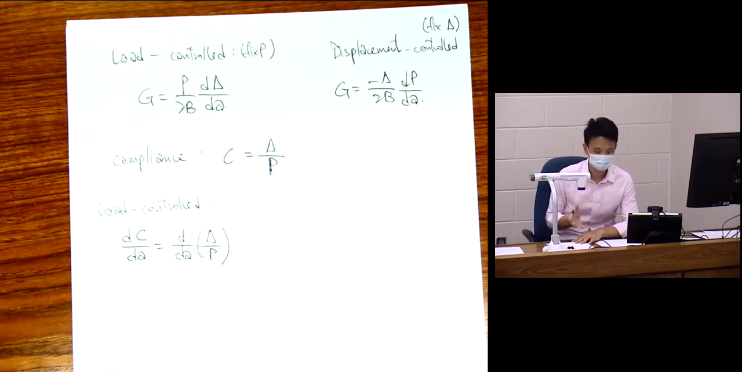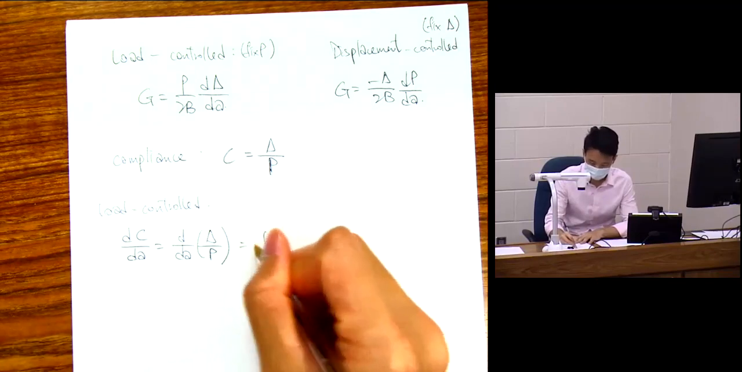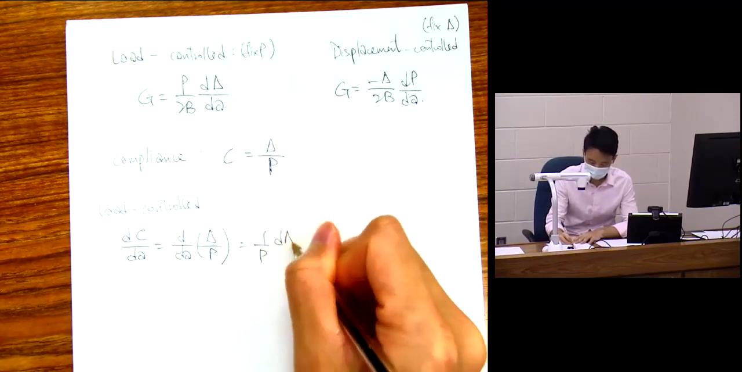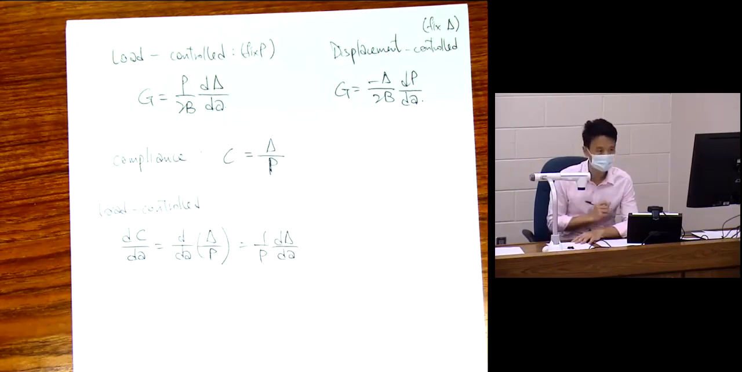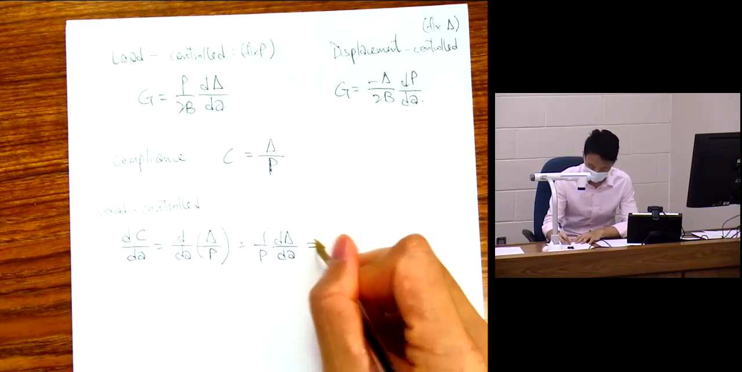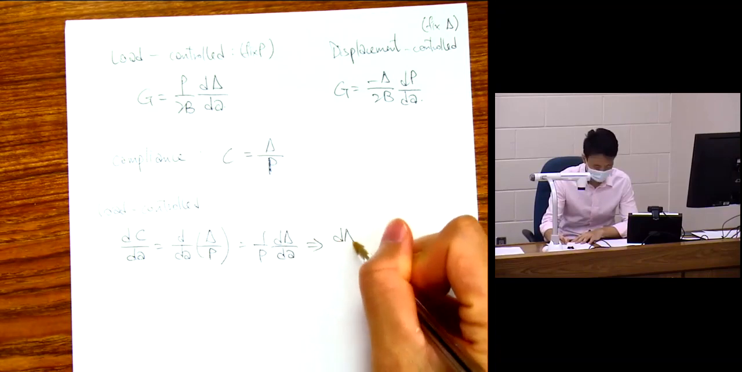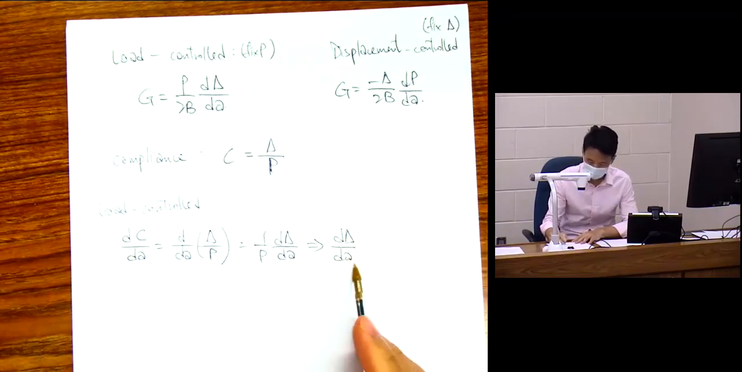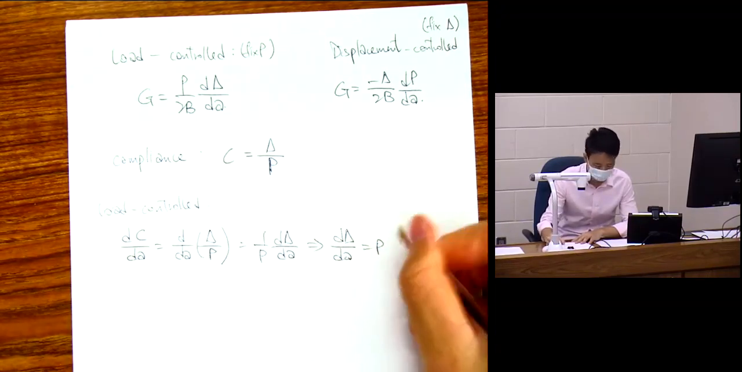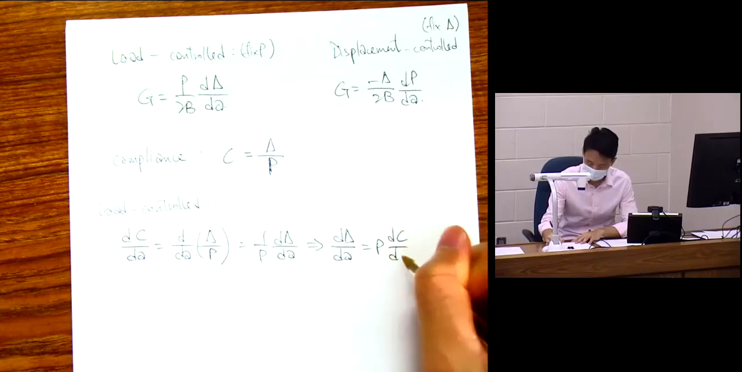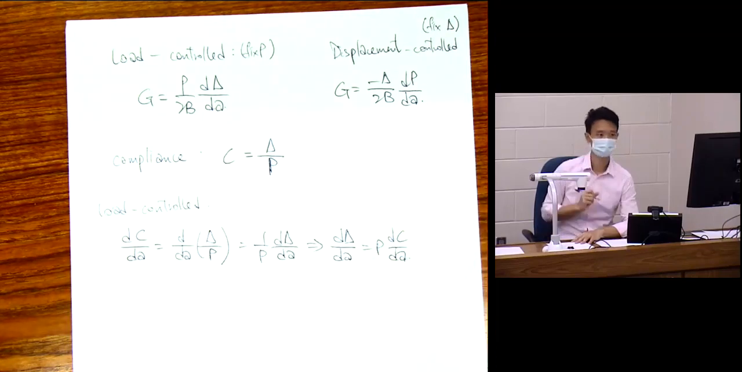Now because in load control my P is fixed, so it's not changing with crack length. So P is always the same, so it can be taken out. So it's going to be 1/P d delta/dA, and that means if I change around, d delta/dA is going to be P dC/dA, right? Just very simple.